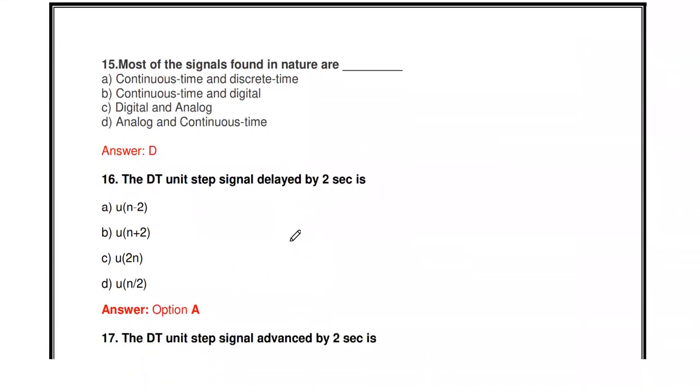Then the next one, most of the signals found in nature are dash. Most real-time signals, that is voice signal, audio signal, video signal, are which type? Continuous and discrete, continuous time and digital, digital and analog, or analog and continuous time? It's analog and continuous time. So all signals found in nature are analog signals and continuous time signals.